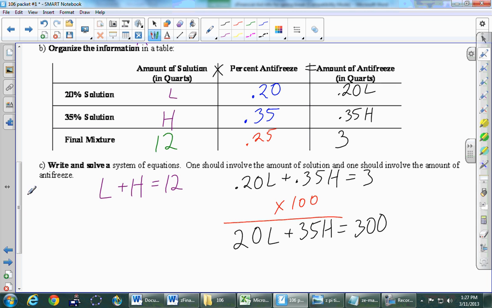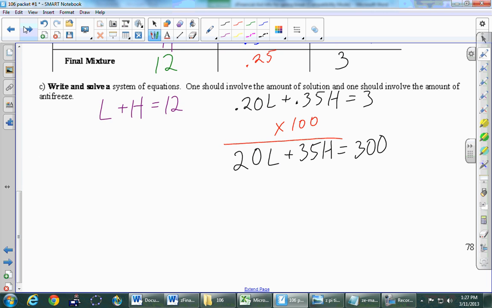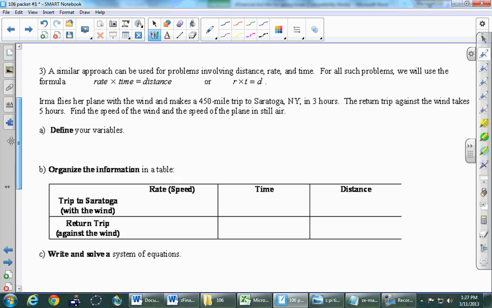Okay, so I think that's it for this page. So when we're ready, we'll move to the next page. And we'll take a look at number 3. We'll go to Michelle.